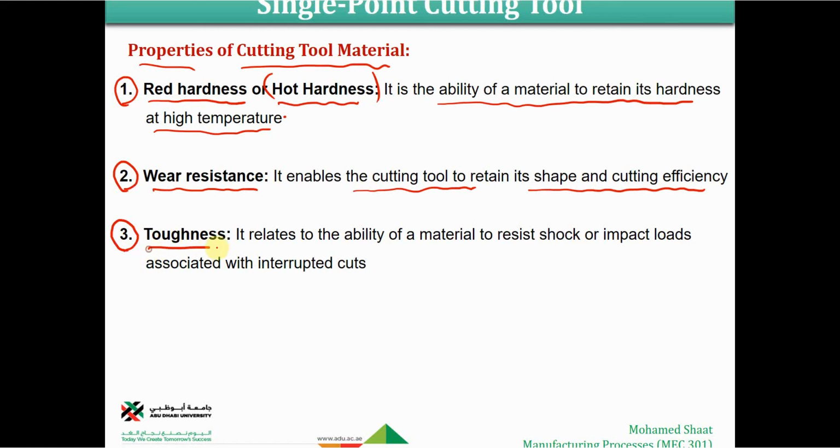Also, the toughness of the material should be high, which is its ability to resist the shocks and impact during interrupted cuts. During the machining operation, we may end up with some interrupted cut, like you may cut then stop, cut then stop. This is interrupted cut. This would result in some impact and shock loading. And the impact load is higher than the gradually applied load.